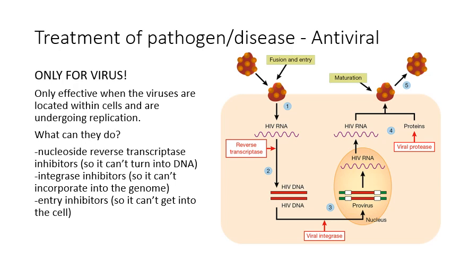When we're talking about antivirals, so only for viruses, these are only effective when the viruses are located within the cell and are undergoing replication. These virus particles need to be in the host cell and replicating their DNA or RNA using the host cell's machinery. Antivirals will not work against a virus if they're one of those free floating virus particles that haven't entered a cell yet. Essentially they do similar things to what antibiotics do, except they're targeting the virus RNA or DNA to prevent it from being synthesized or produced in transcription or translation. So we're slowing down the replication of those virus particles.